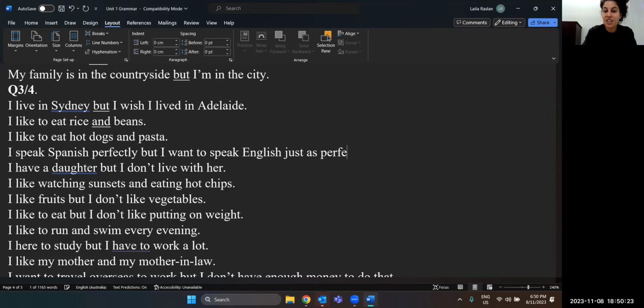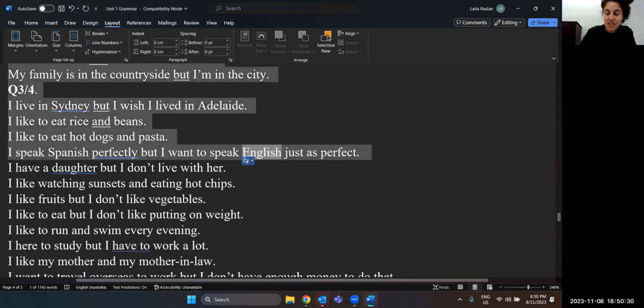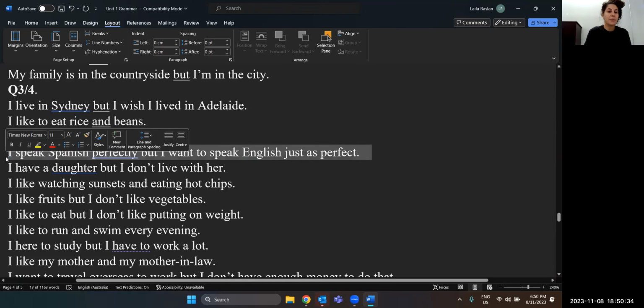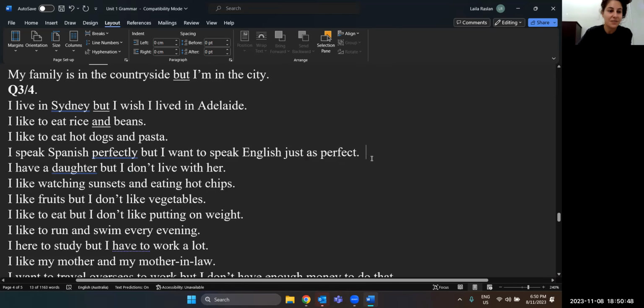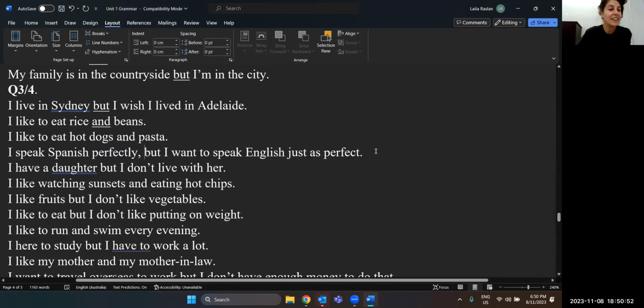So we have a saying, just as perfect. So I speak Spanish perfectly, but I want to speak English just the same, like perfect. Because if you said I speak Spanish, but I want to speak English, that means you don't want to speak Spanish again in your whole life. So it's a bit hard to say just but. So I said you speak it perfect, but you want to do the same with your English. Okay, good. Did you do 2 sentences?